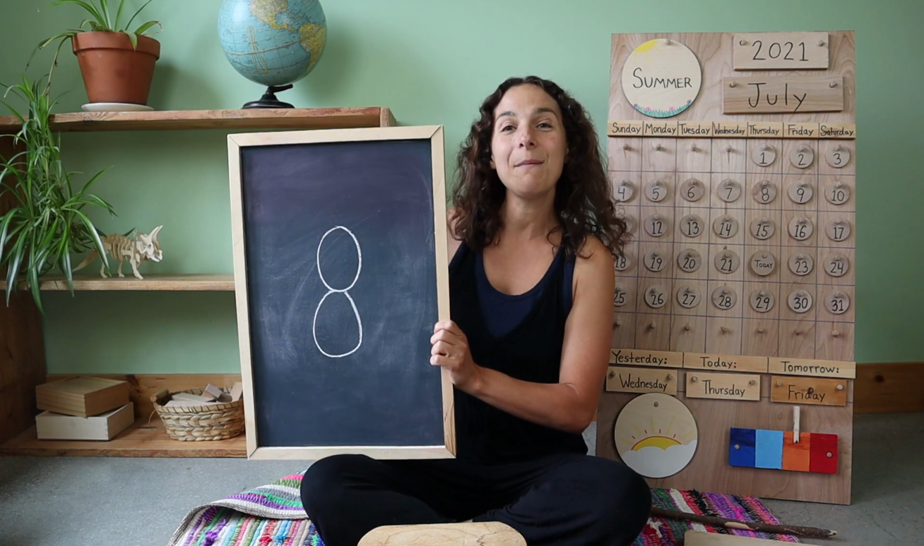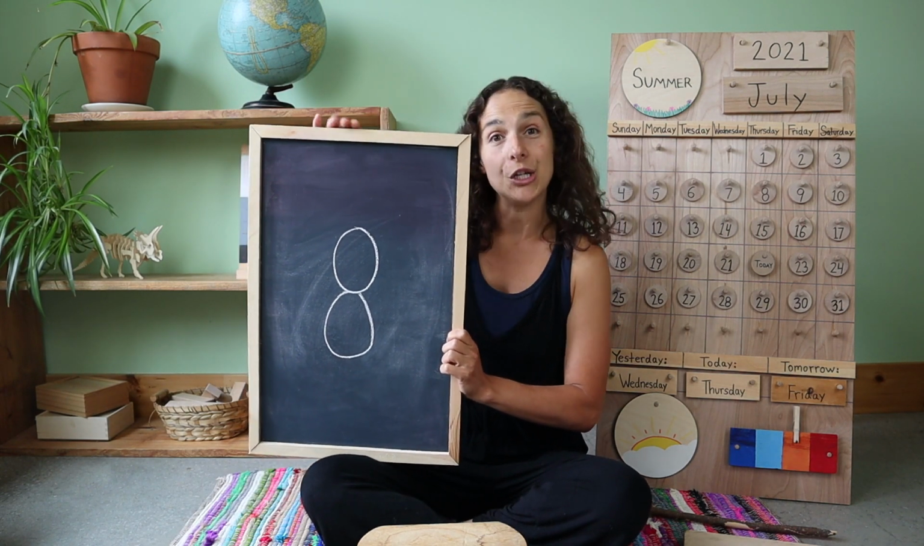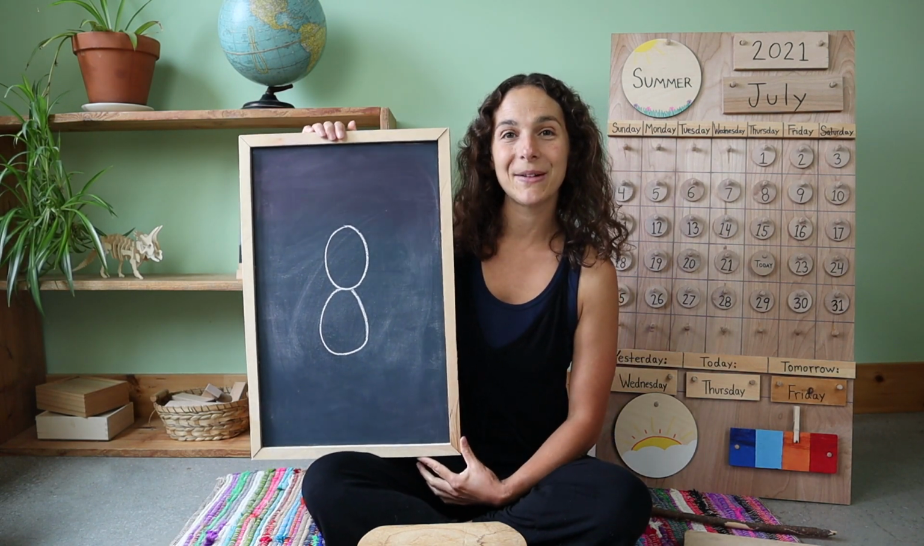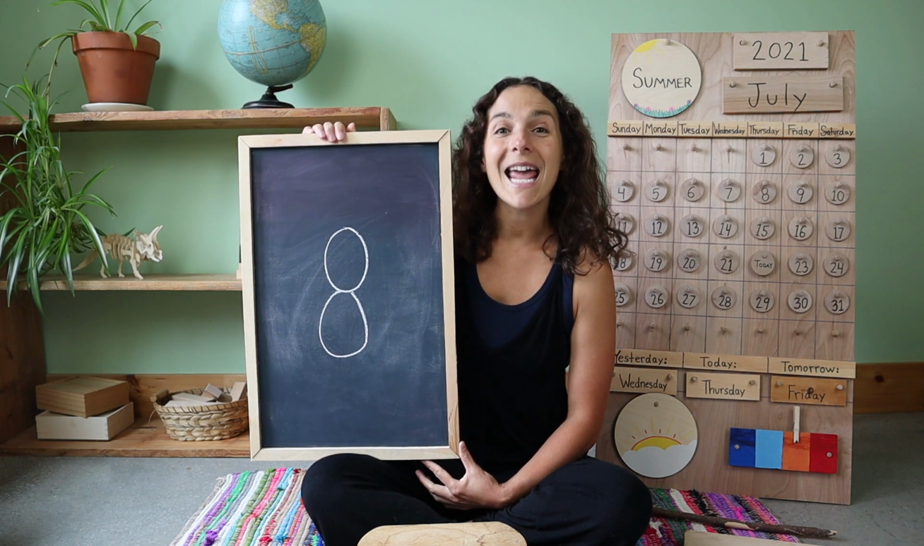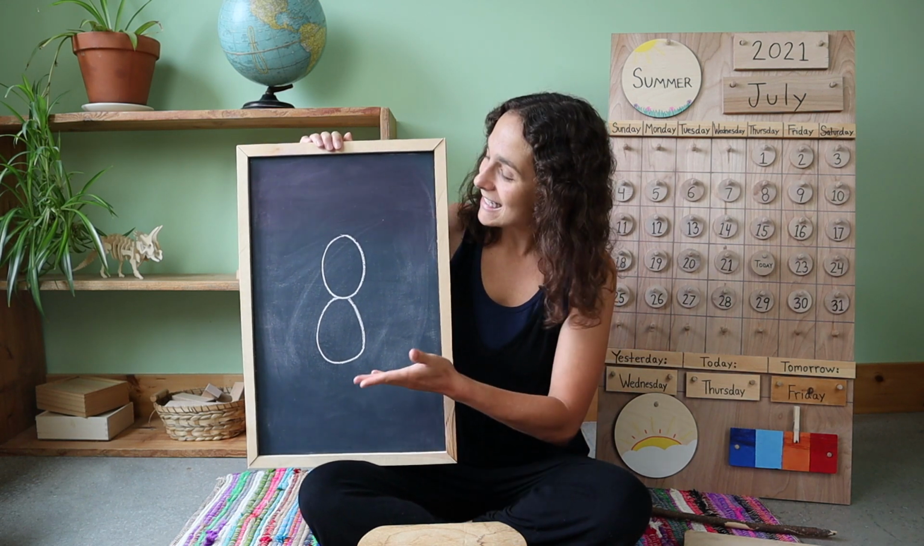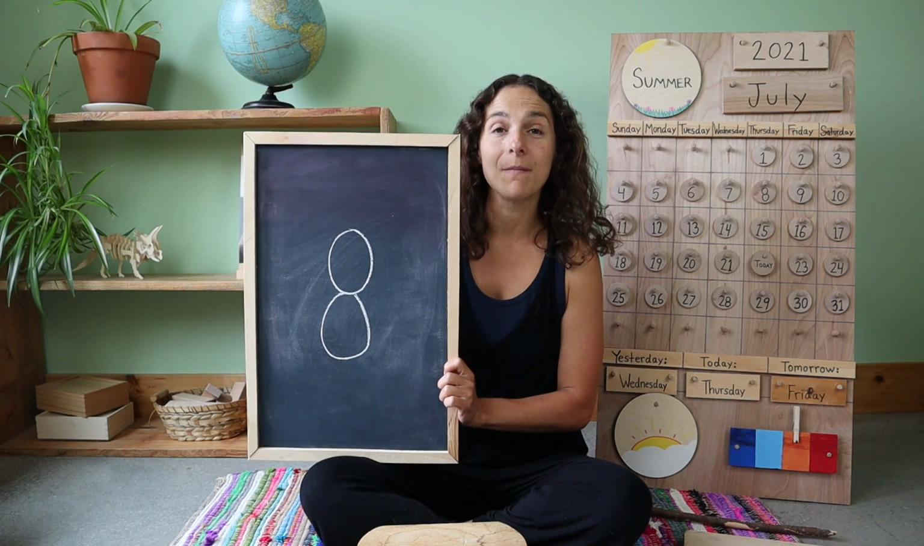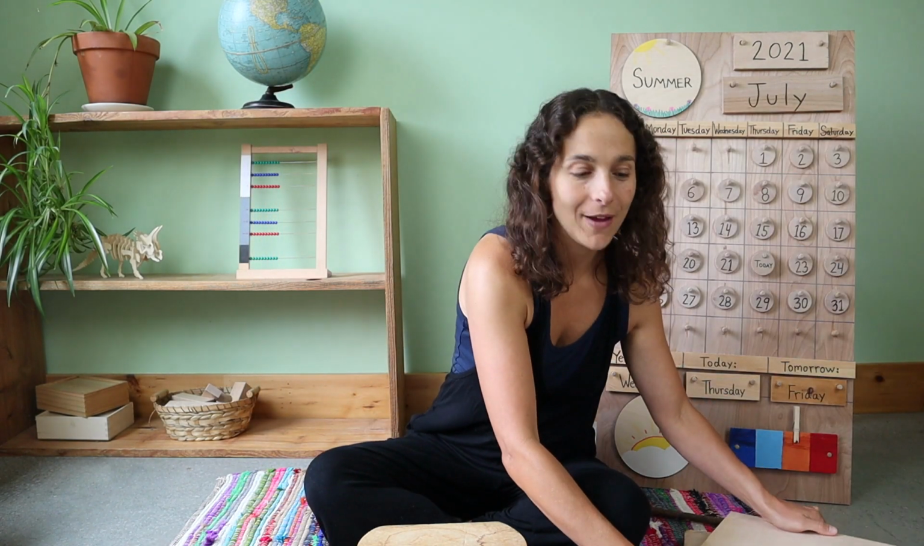And here is the number of the week. Do you remember what number this is? 8. You're right. This is the number 8. Let's hold up 8 fingers together. Start with one hand, 5 fingers on this hand, and 3 more make 8. 1, 2, 3, 4, 5, 6, 7, 8.